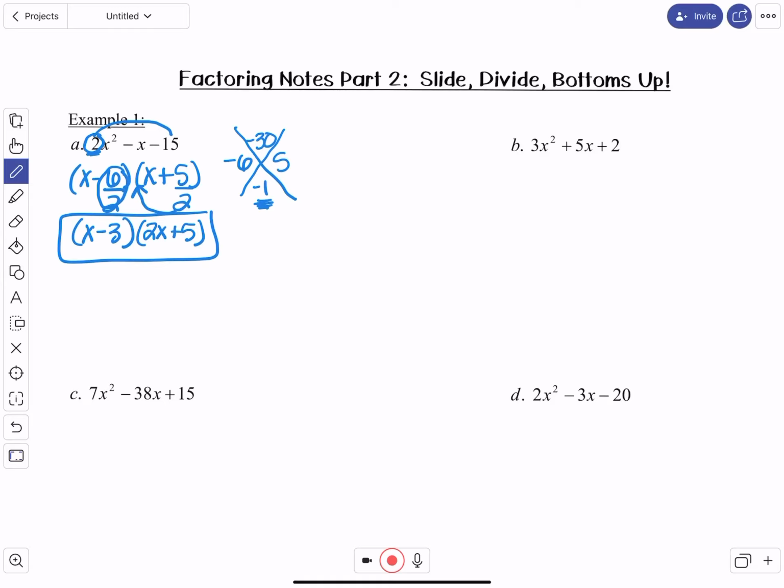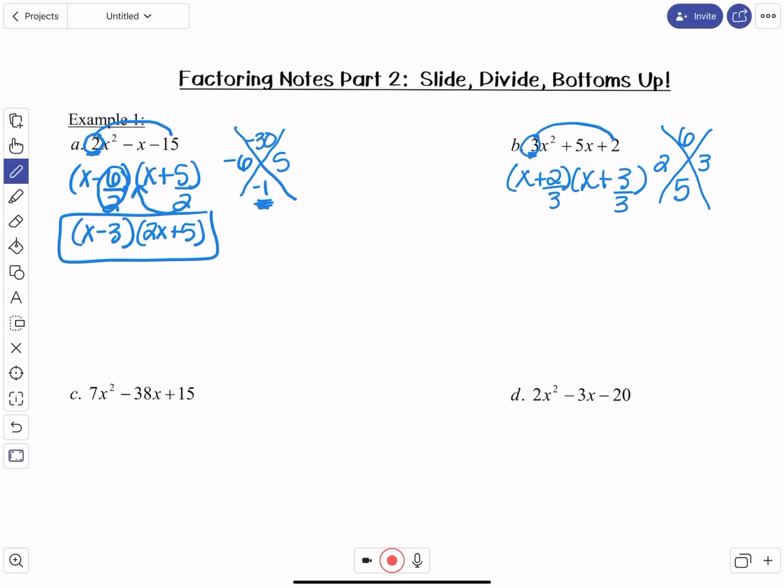And we're going to practice these. For our next one, start off by doing your slide. When you have a number out front, that's to remind you to multiply. 3 times 2 gives you 6. The 5 from your middle goes in the bottom. So think of two numbers that multiply to be 6 and add to be 5. So 2 and 3. Put x plus 2, x plus 3. Now you divide. You divide by 3.